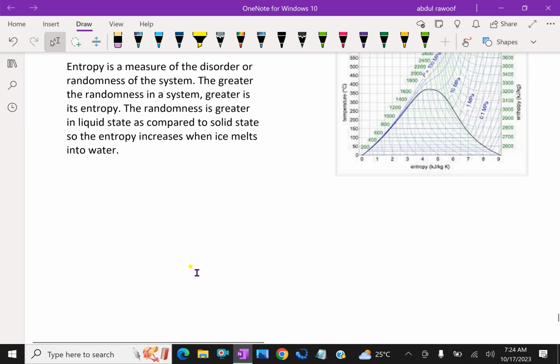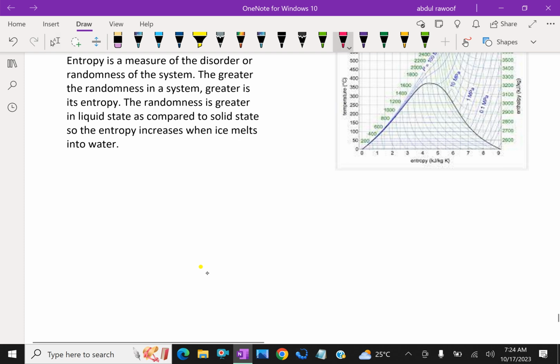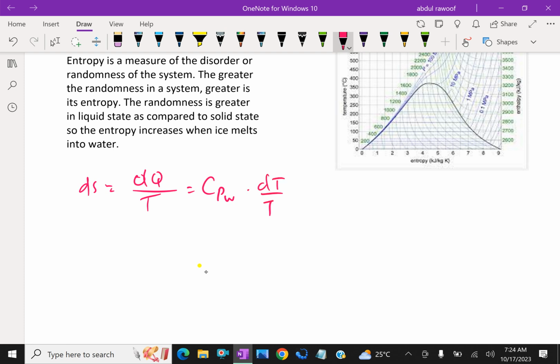Now, entropy dS, change in entropy, is dQ over temperature, which is equal to Cp of water into dT by T.